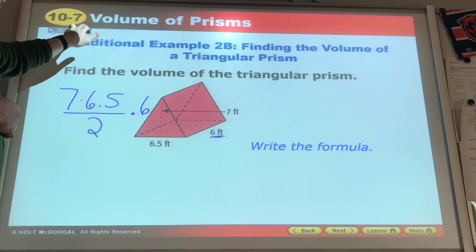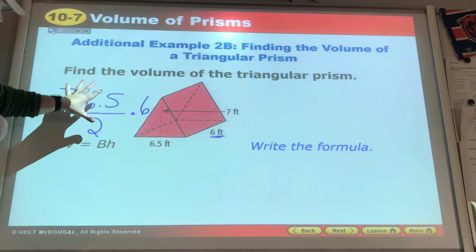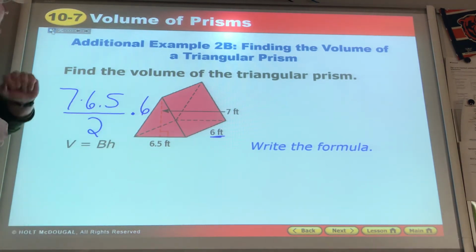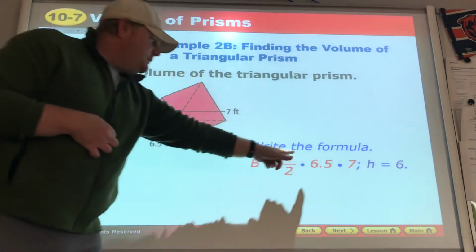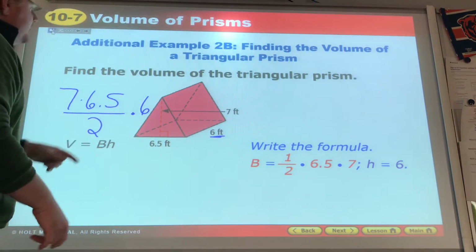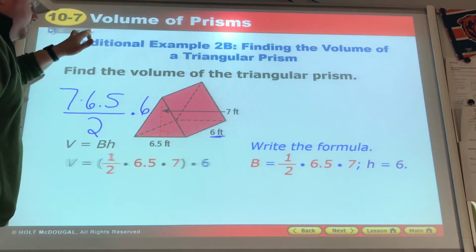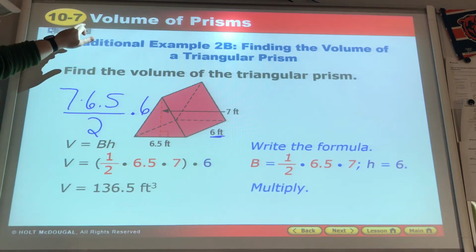Let's go ahead and look at their formula. B, area of base. That's this. Times height. That's that. So, there's 1/2 times your 6.5 times your 7. That's the same as this. Then times your height, which is 6. You throw those in there, you get 136.5.